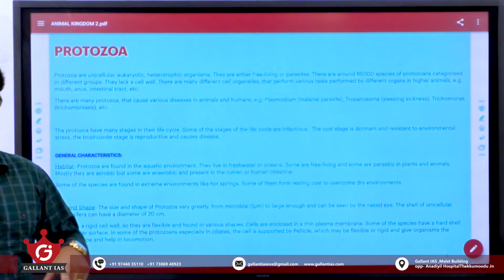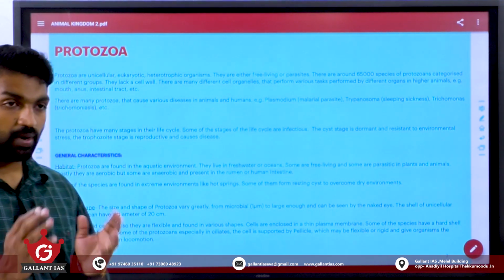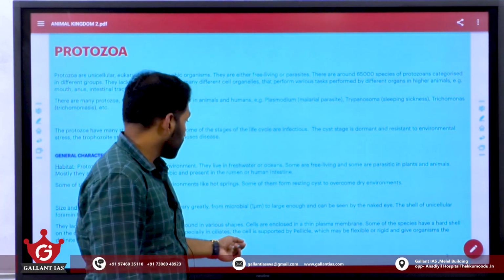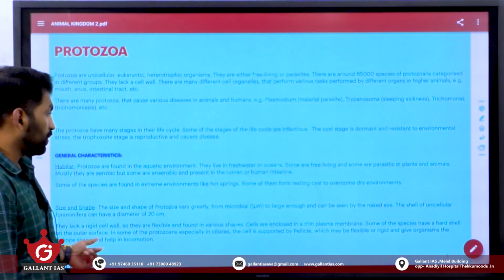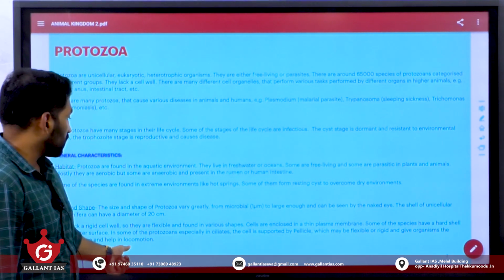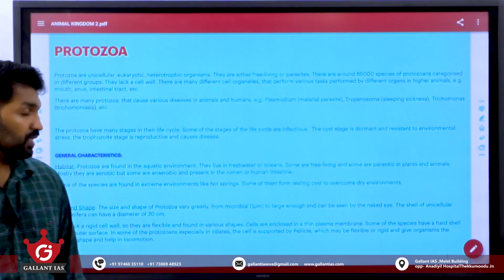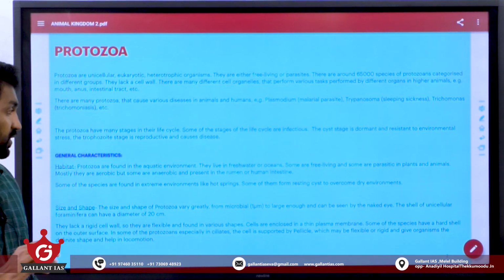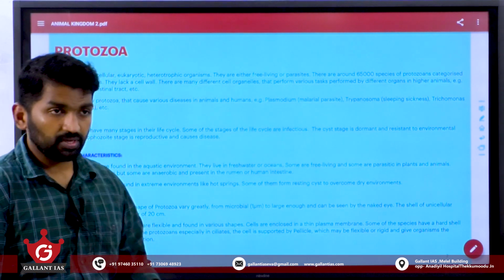As the cell walls are absent, they do have a plasma membrane, which is similar to a cell wall but does not have any rigidity. Cells are enclosed in a thin plasma membrane. Some of the species have a shell on the outer surface. In some protozoans, especially in ciliates, the cell is supported by a pellicle, which may be flexible or rigid and gives the organism definite shape and locomotion.